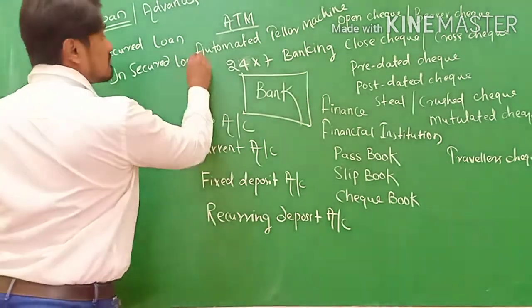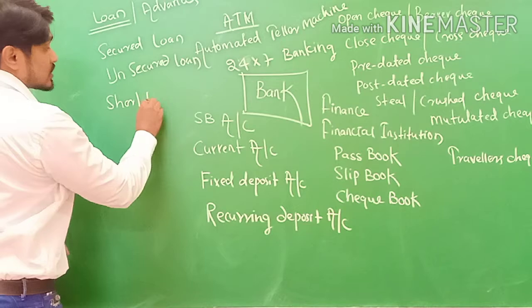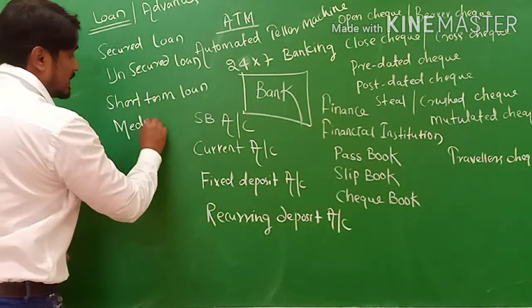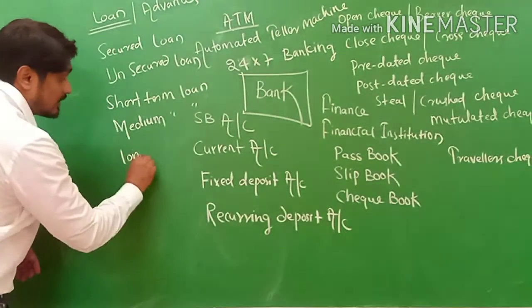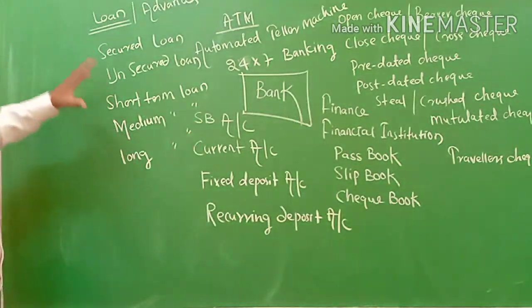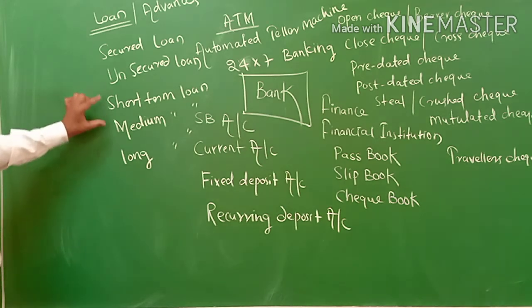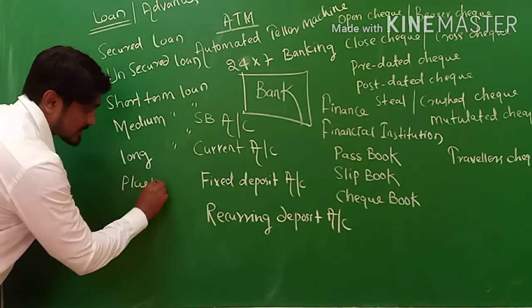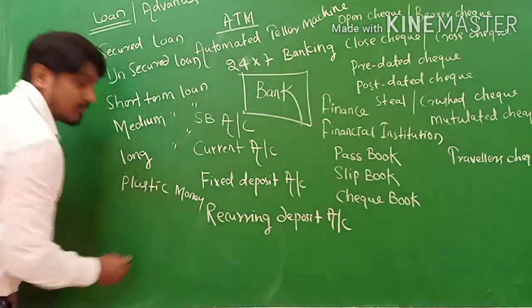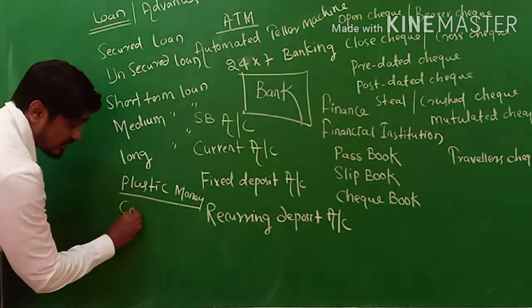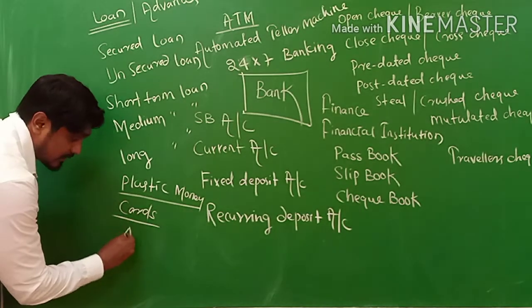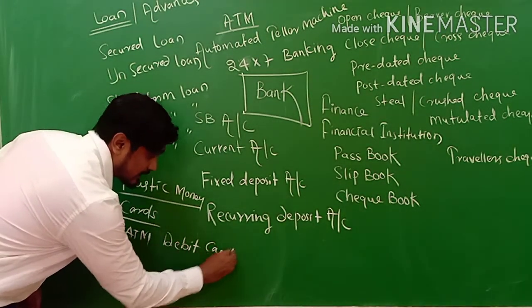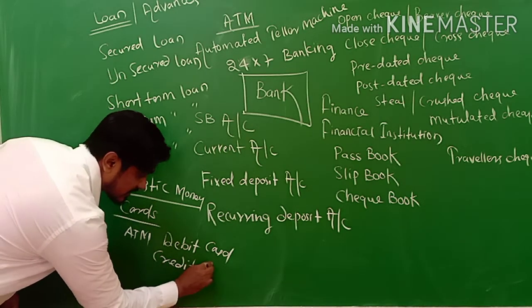Again, there are short-term loan, medium-term loan, and long-term loan. See, again there are three types of loan segregated: short-term loan, medium-term loan, long-term loan, plus secured loan and unsecured loan. Then the plastic money. What is plastic money? We'll get to that question. Plastic money means your cards: ATM card, debit card, credit card.